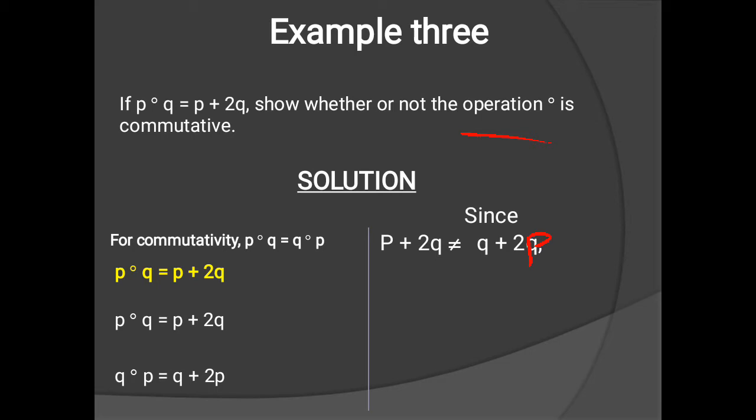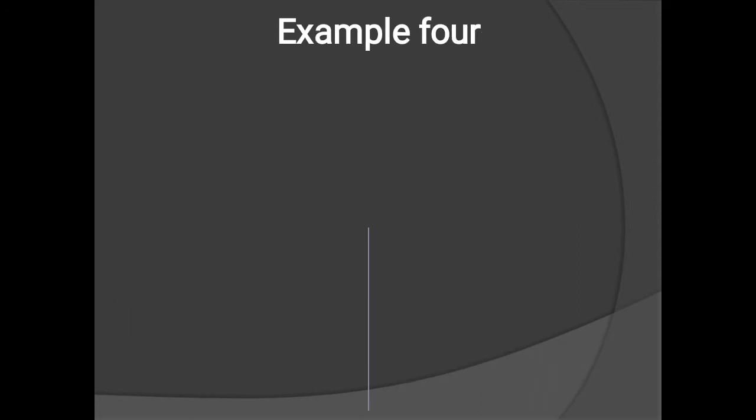So we are saying that since P plus 2Q is not equal to Q plus 2P, then Q operation P is not equal to P operation Q, or P operation Q is not equal to Q operation P. If they are not equal, then we say it is not commutative. So therefore the operation over here is not commutative. That is that.